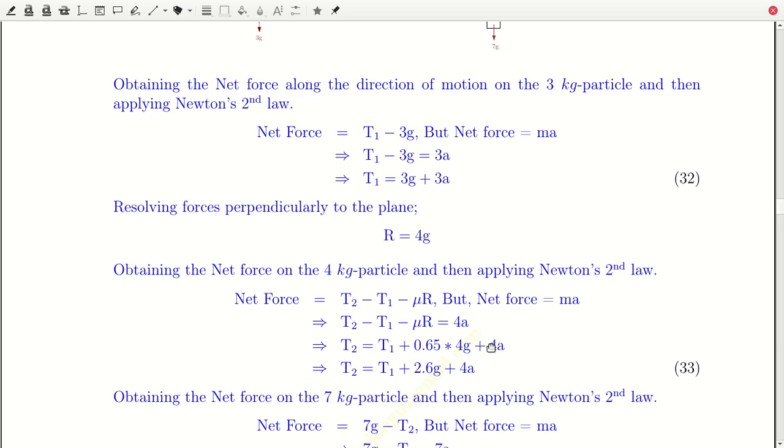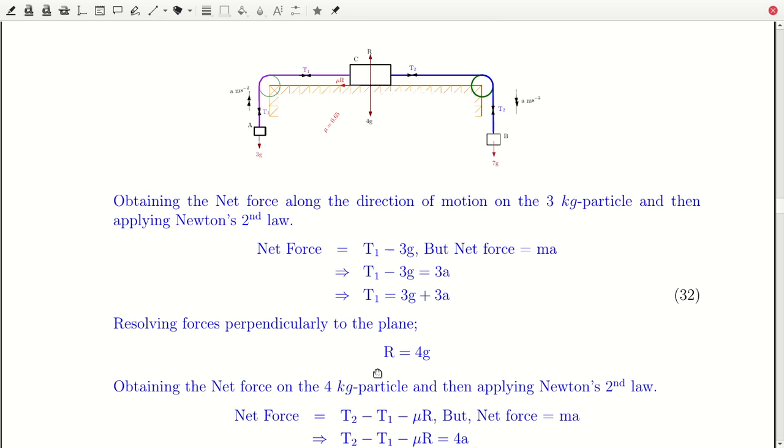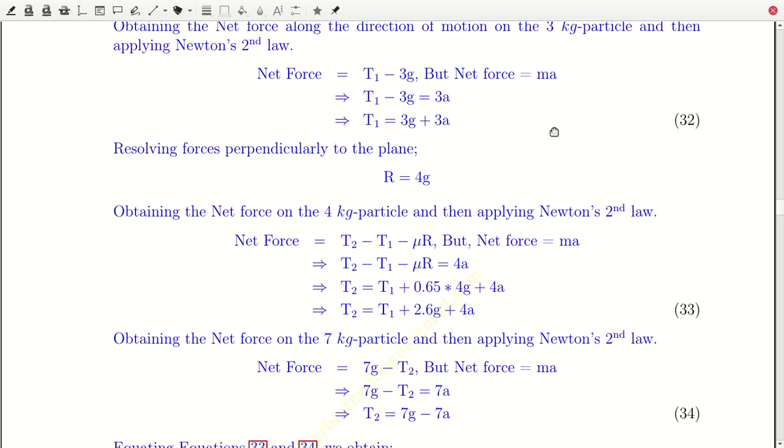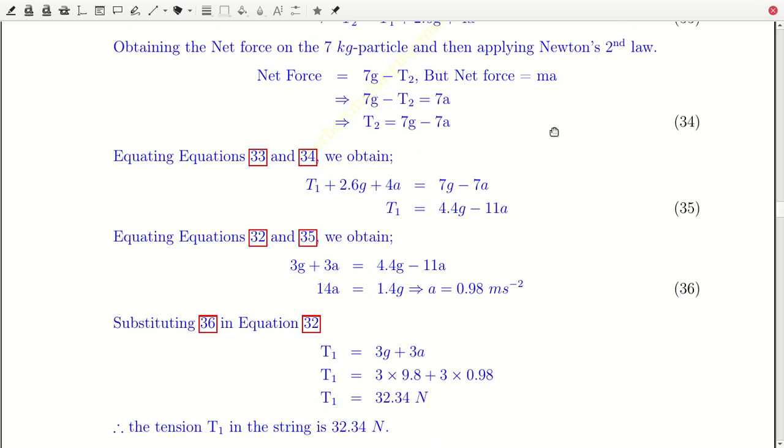If you simplify the expressions as you can see in these steps, we do the same to the 7 kilogram mass, where we shall assume that 7g will overcome T2 and motion will move downwards in that case. So 7g minus T2 will be equal to the resultant force, which is given by ma. In our case, our m is 7, so it will be 7a.